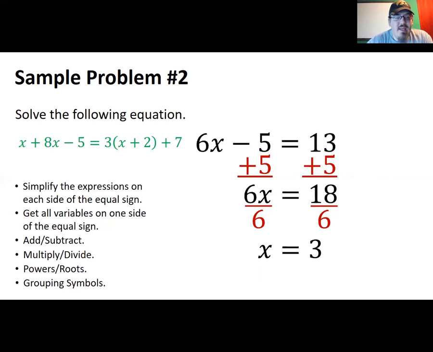On the right-hand side, 3 plus 2 is 5. 5 times 3 is 15. 15 plus 7 is also 22. So that quick check shows us that our final answer is, in fact, correct. And there you go. There's our solution.